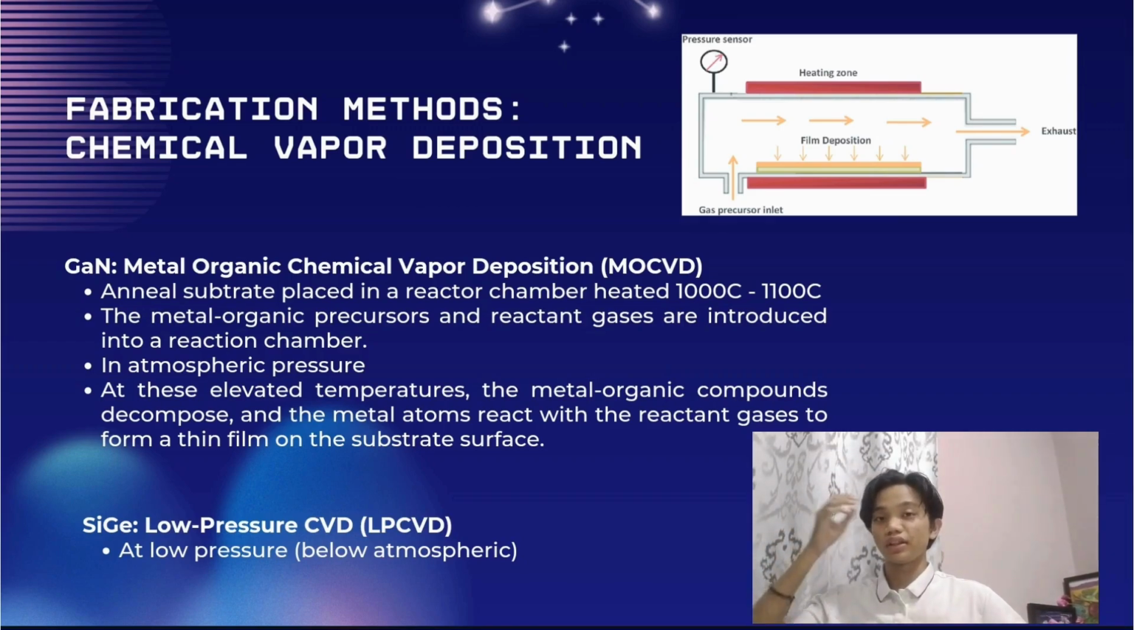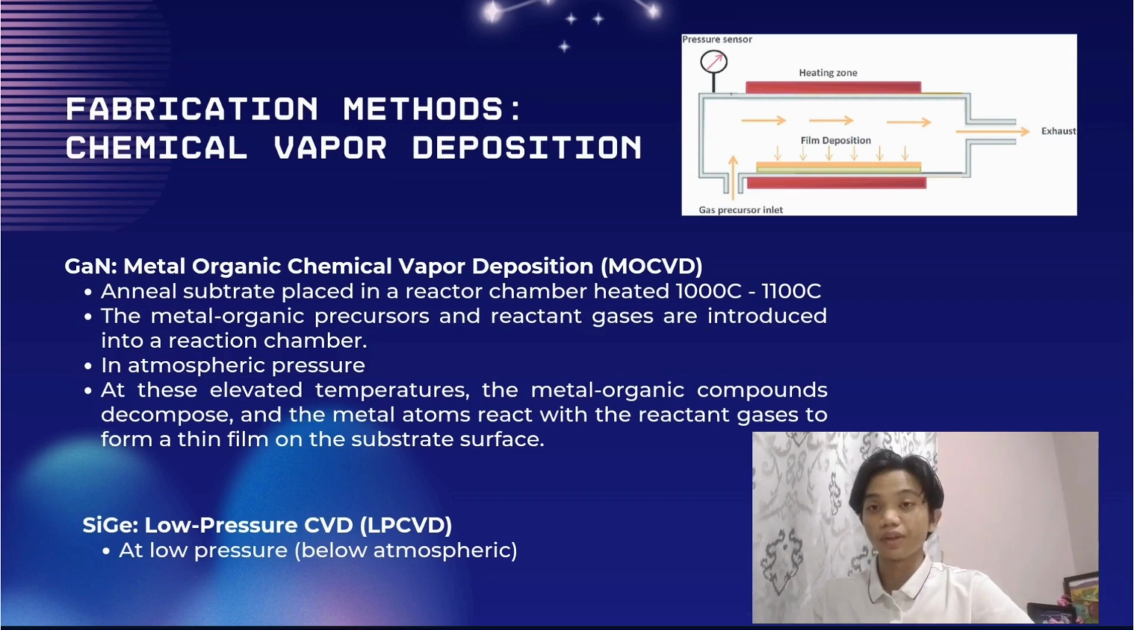The material that we choose is gallium nitride and silicon germanide. There are a few fabrication methods of gallium nitride and silicon germanide, and I will focus on chemical vapor deposition that is commonly used in the semiconductor industry. Okay, what is chemical vapor deposition? Chemical vapor deposition is the method used to deposit a solid material from a vapor by the chemical reaction.